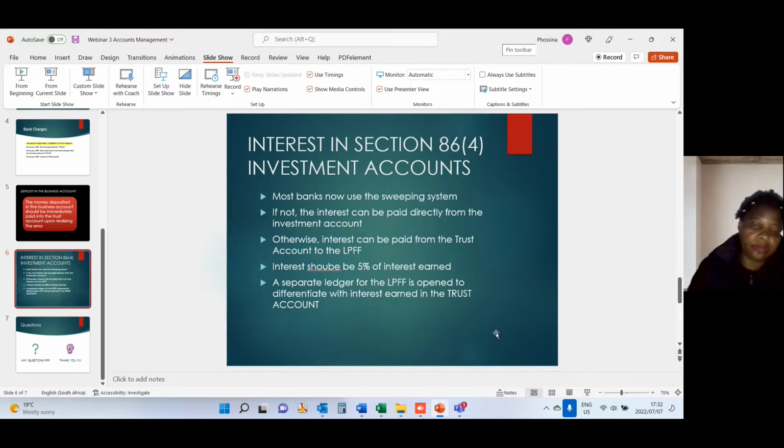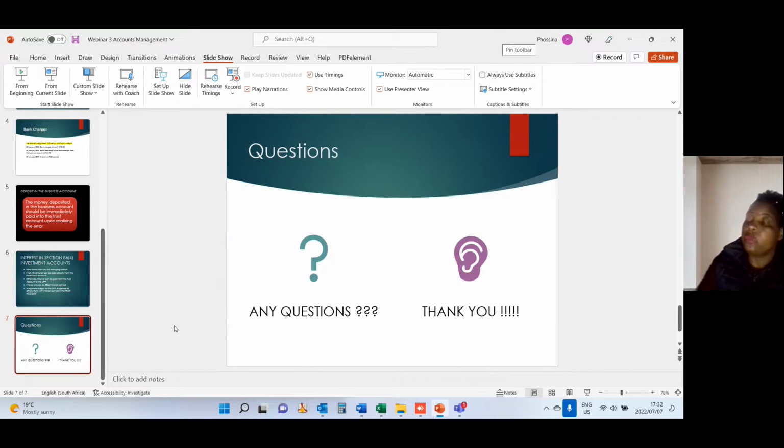Like I have explained, a separate ledger should be opened for the LPFF to differentiate interest earned in the trust account and interest earned in a Section 86(4) investment account, which would make your accounting easier. Okay, I think I am done with the 2 questions that we were given. If you still have questions, you can always ask.